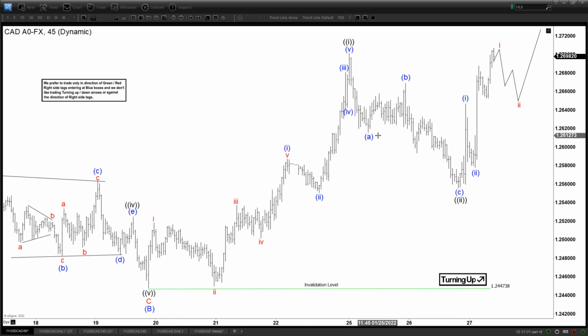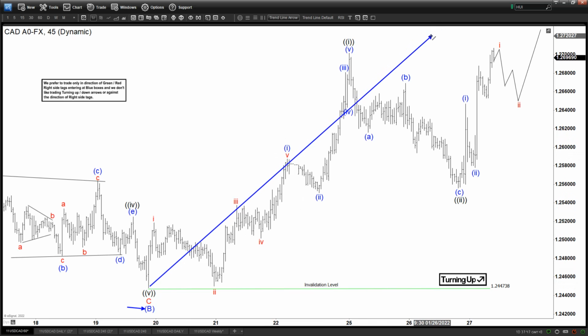For today, we're going to be looking at the chart of the US dollar Canadian dollar. This is a 45 minutes chart, and we can see right here that we ended with B, the intermediate degree, at 1.2447. So this means that we are currently within wave C to the upside.